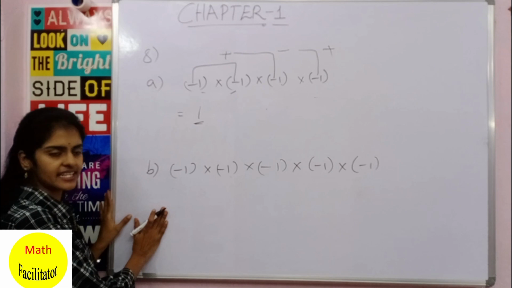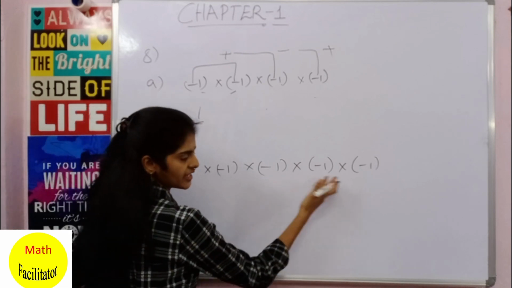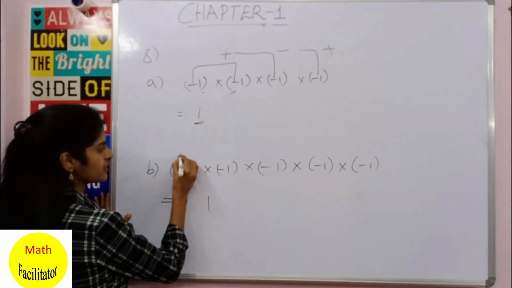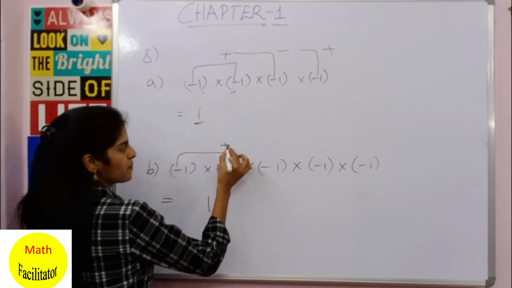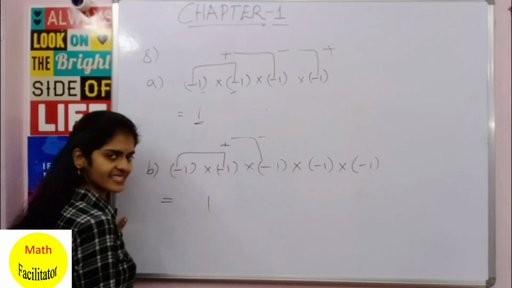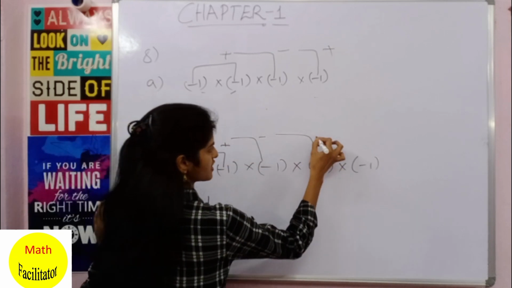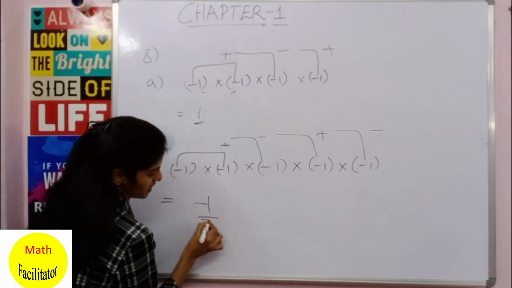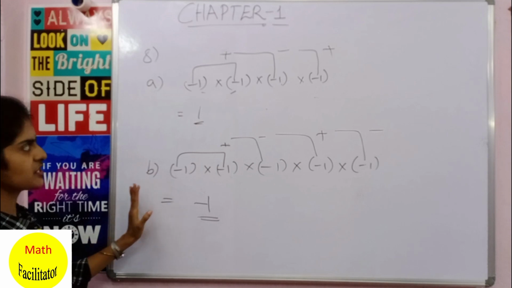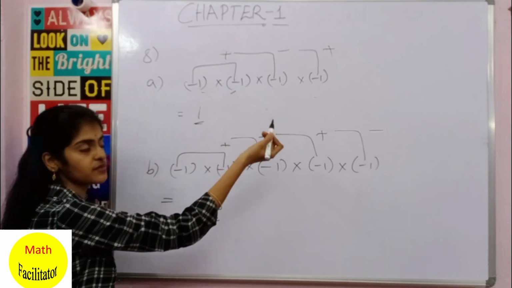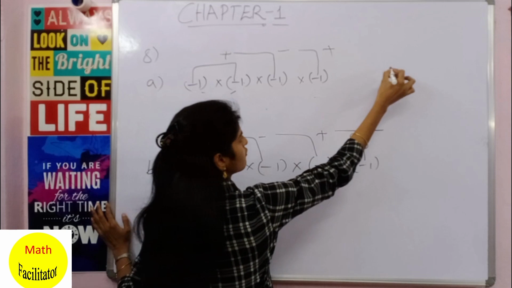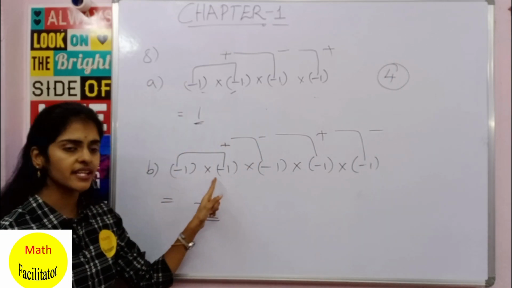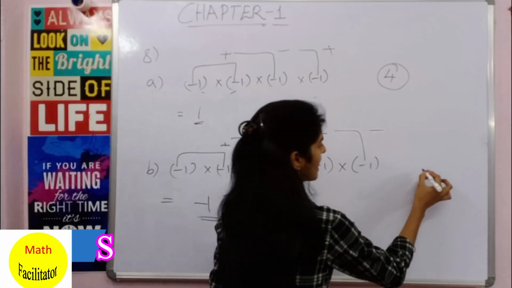Now see here also it is 1 into 1 into 1 into 1, so the answer is 1. But what about the sign? So minus into minus is plus, plus into minus is minus, again minus into minus is plus, plus into minus is what? Minus. So the answer is minus 1. Clear? But here if you observe, you are multiplying minus 1 how many times? So 1, 2, 3, 4 times you are multiplying. Here minus 1 you are multiplying how many times? 1, 2, 3, 4, 5 times.